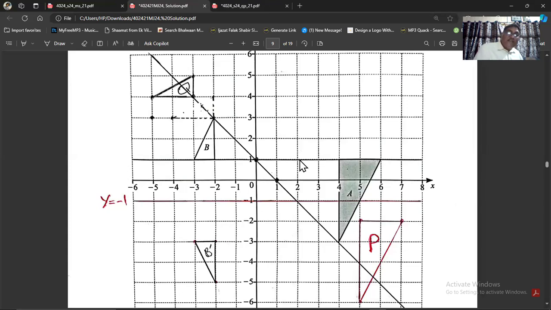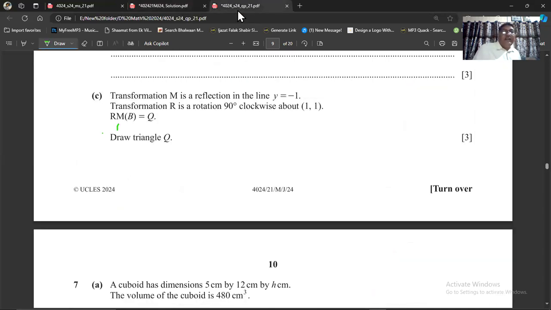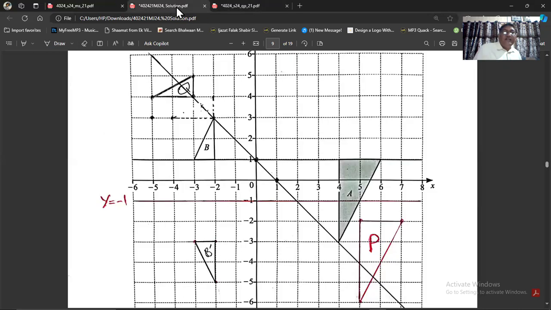You put your protractor here, you mark the 90 degrees. So you draw this line, and then you check how much is the distance between this point and the center of the rotation. The same distance is taken here, so you put this dot. Then you join this point with the center of rotation. The center of rotation is 1 comma 1, so this is the center of rotation.